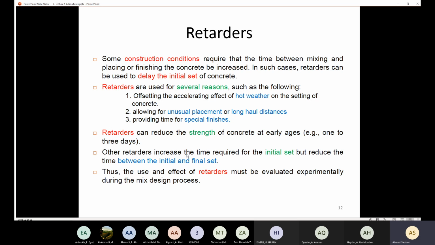Thus, you have to be very careful using the retarders. It's better to observe the effect of the retarders experimentally during the mix design. So before using the retarders, you need to determine the initial set, the final set, and the compressive strength.